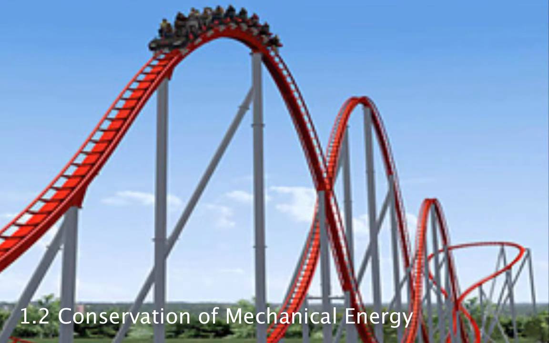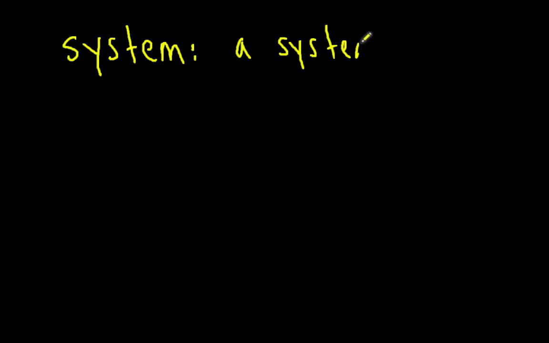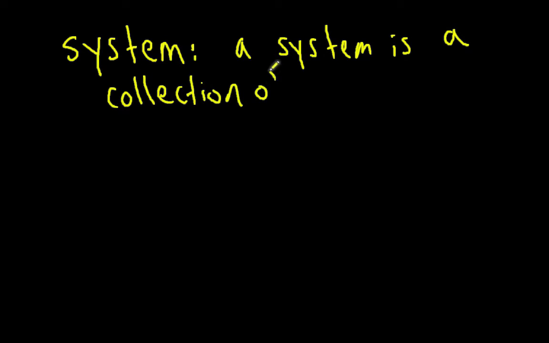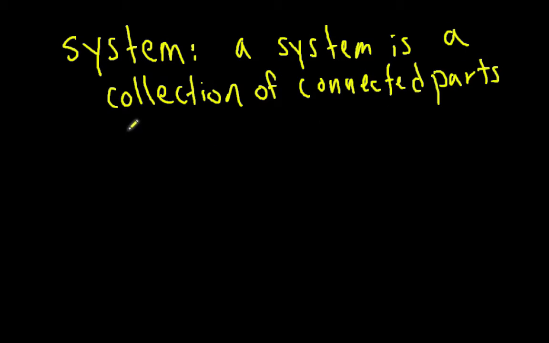1.2, conservation of mechanical energy. We start with the definition of the word system. In physics, a system refers to a collection of connected parts forming a whole. For example, the Earth, which is made up of many different parts, is considered to be a system.